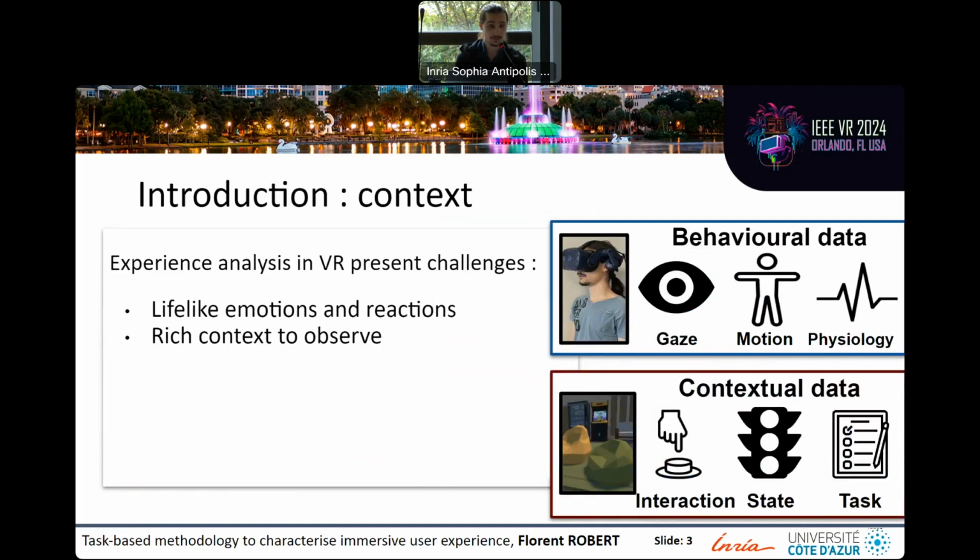In such a lifelike scenario, we also trigger lifelike emotions and reactions in the user. So we have to record more information on the attention of the user, the motion of the user, and some physiological data about the user. And the context of the VR is pretty complex also. So we have to record what the user is interacting with, the state of the environment, and what tasks the user is currently doing.